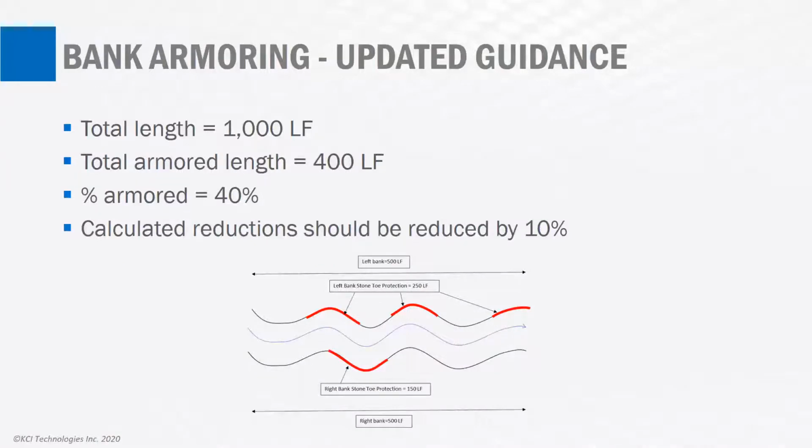So here's an example of a situation of a creditable with limits project. The total length in this situation is 1,000 linear feet, so 500 feet of left bank restoration and 500 feet of right bank restoration. The total armored length is 400 linear feet, which is 40% of the total length. So that's 10% over the 30% limit. So the calculated reductions from the protocol calculations would need to be reduced by 10%.